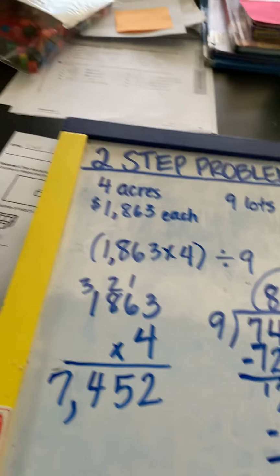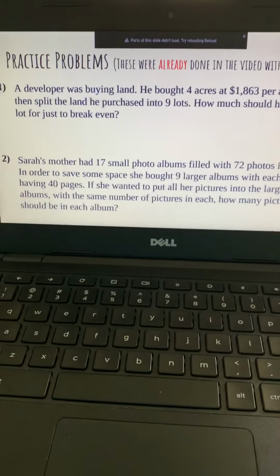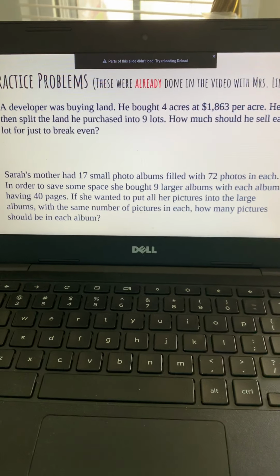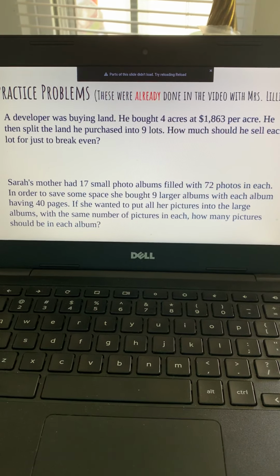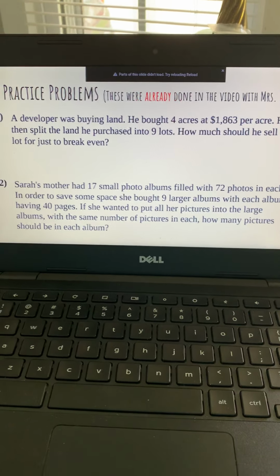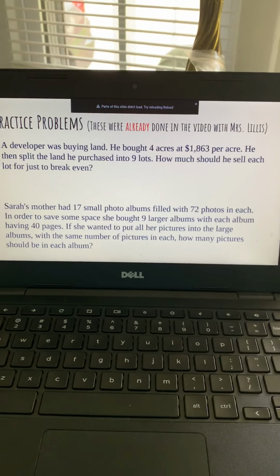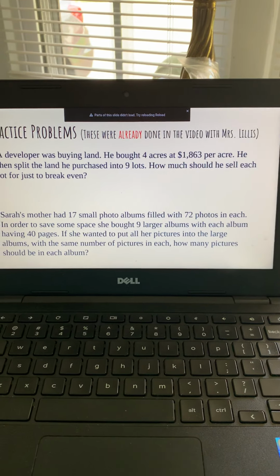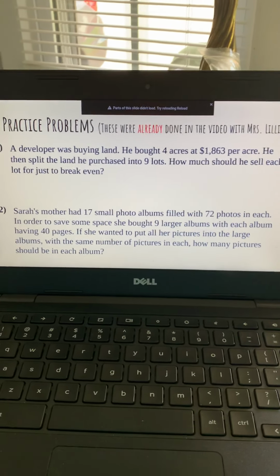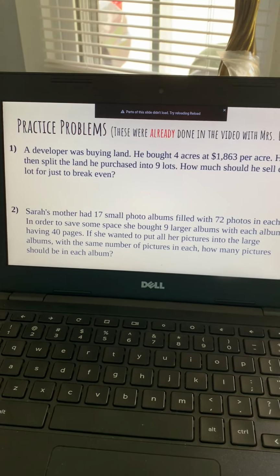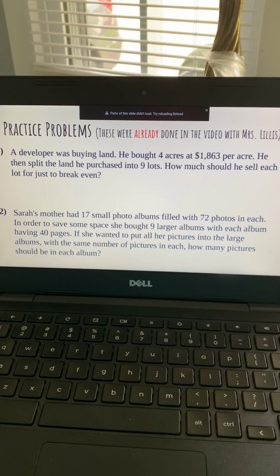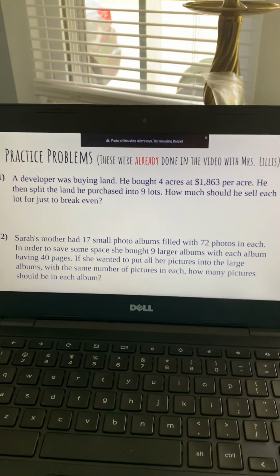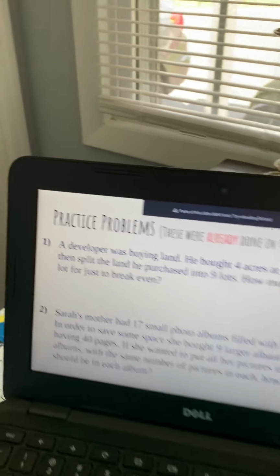Okay, so let's do the next problem. Next problem says, Sarah's mother had 17 small photo albums filled with 72 photos in each. In order to have some space, she bought 9 larger albums, with each album having 40 pages. So if she wanted to put all her pictures into the large albums with the same number of pictures in each, how many pictures should be in each album?